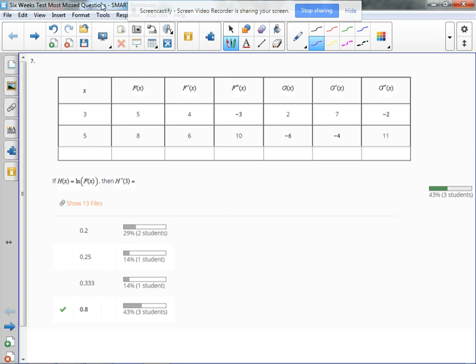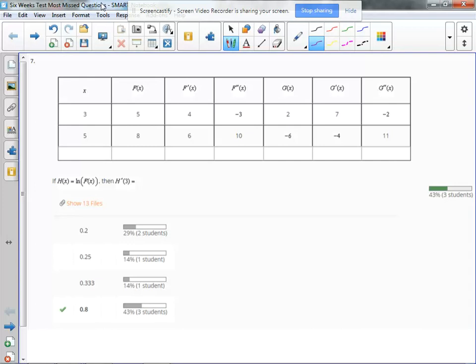Okay, number 7. One of the most commonly missed questions here. Let's look at it. They give you a table. They love giving you these tables, so you've got to know these things. They're testing to see if you understand derivatives without being given an explicit function.